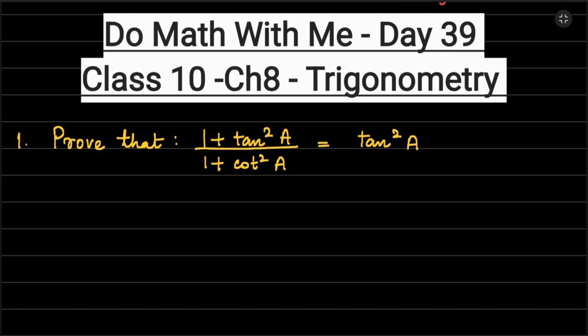Today we'll be solving some questions from the 8th chapter, which is Introduction to Trigonometry. Let's get started. The very first question is, prove that 1 plus tan square theta divided by 1 plus cot square theta is equal to tan square theta.